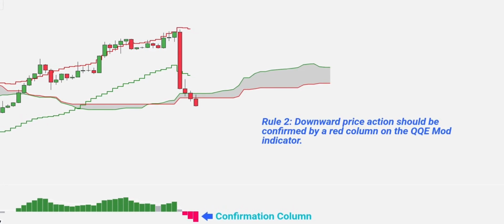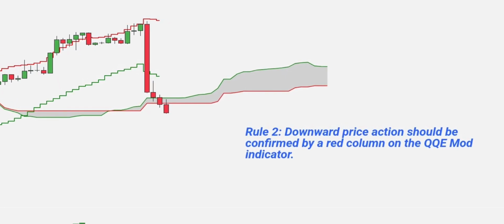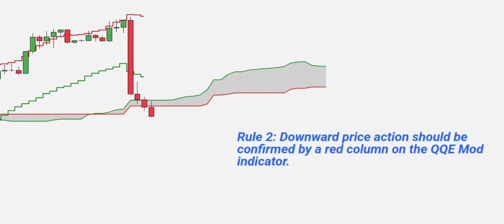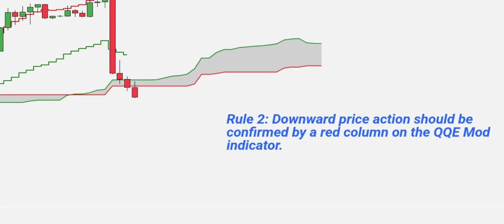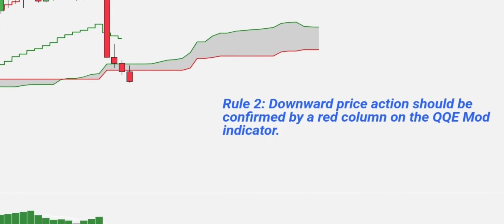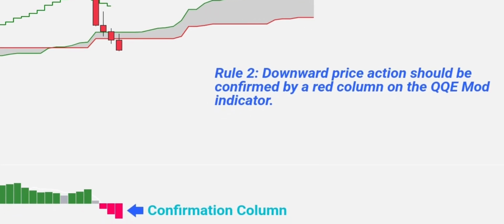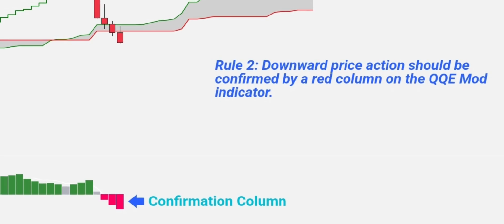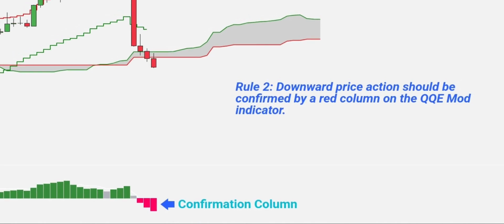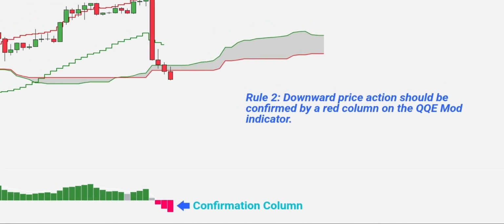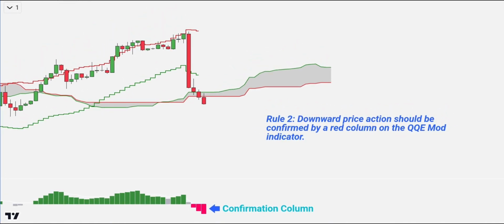Short Position Rule 2. Confirmation with QQE mod indicator. Objective: validating price action for strong short positions. Condition: look for a red column on the QQE mod indicator when considering a short position. This rule serves as a crucial confirmation step in our trading strategy. After identifying a potential opportunity based on Rule 1, we must further confirm the strength of the downward price action. The presence of a red column on the QQE mod indicator provides additional assurance that the bearish momentum is robust and aligns with our criteria for entering a short position.